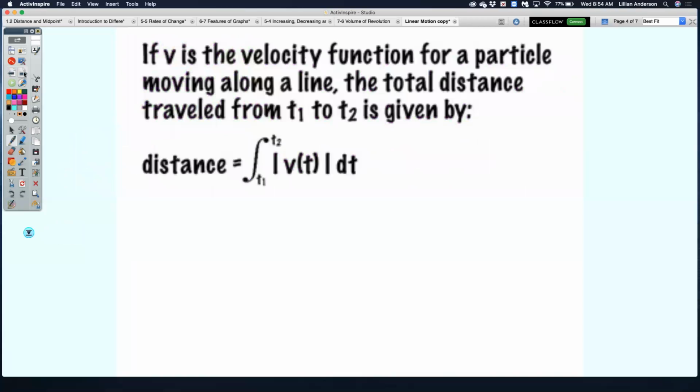So using that, if v is the velocity function for a particle moving along a line, the total distance traveled between one time and another time is given by this formula. The antiderivative from T1 to T2 of the absolute value of velocity, dt.